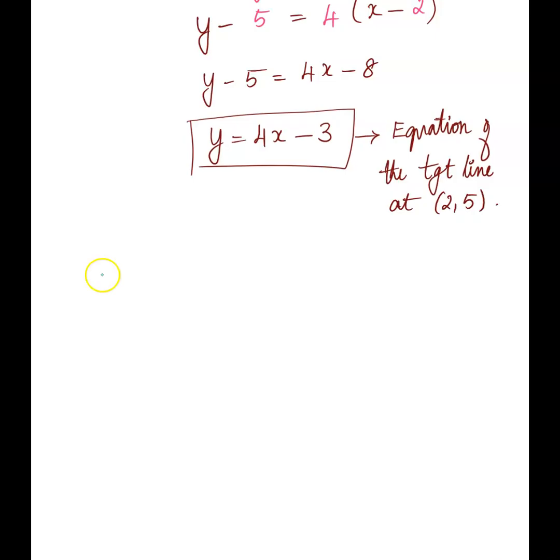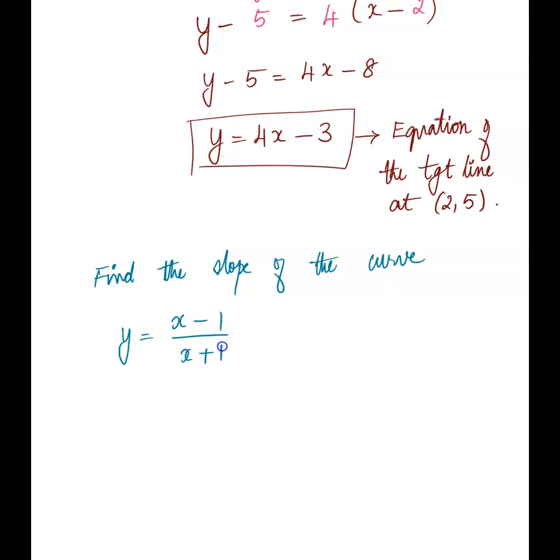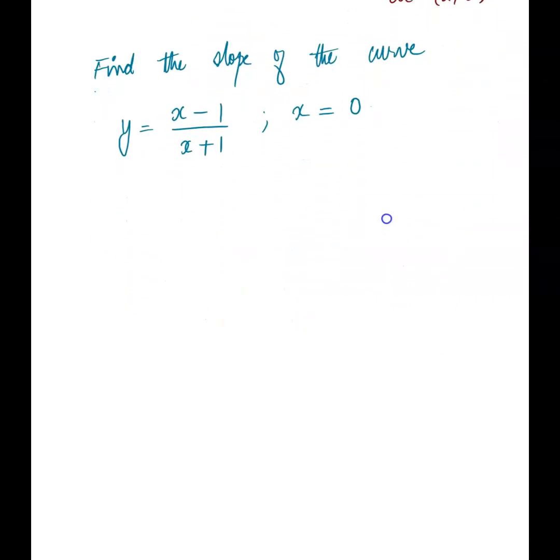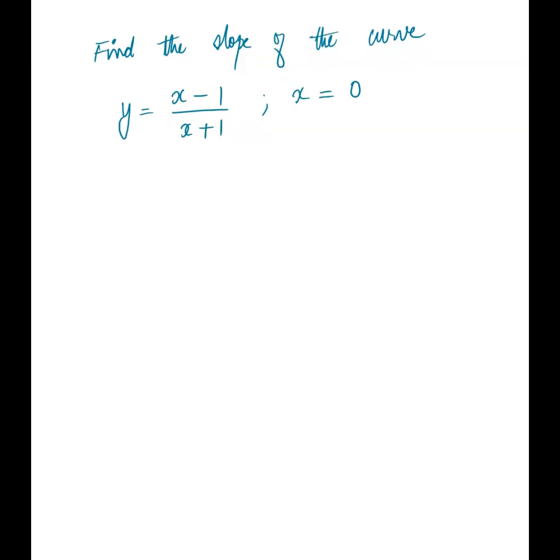Next question would be, find the slope of the curve y equals (x minus 1) over (x plus 1), at x equals 0. Okay. So here they didn't ask for the equation, they asked just for the slope. So remember, we need to find 2 points, right? We need the P. So the point that's usually given to us will be the P.